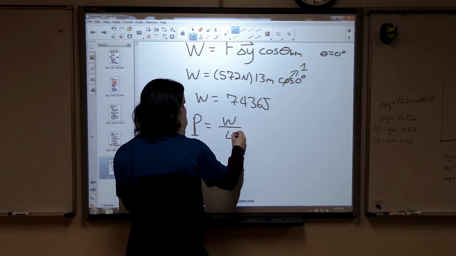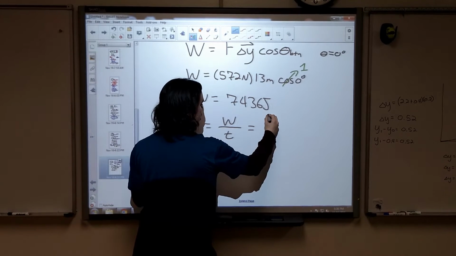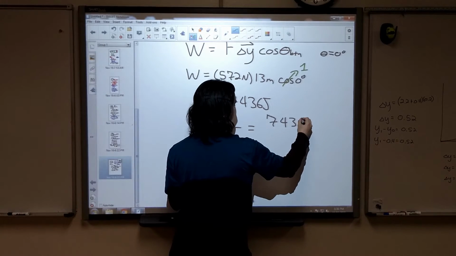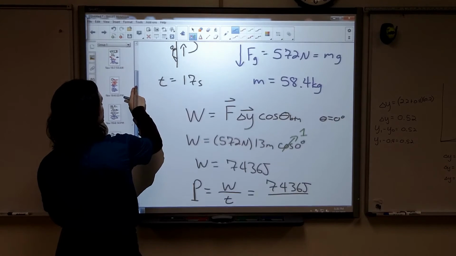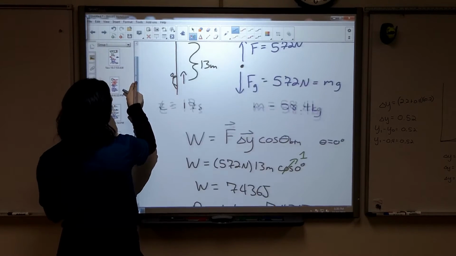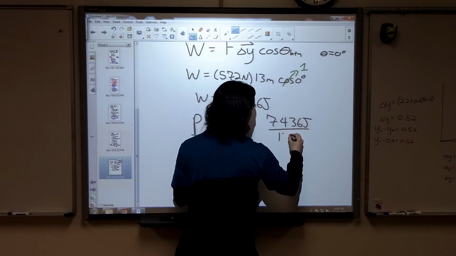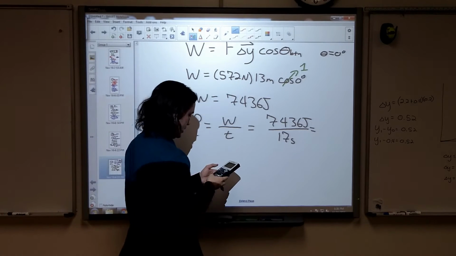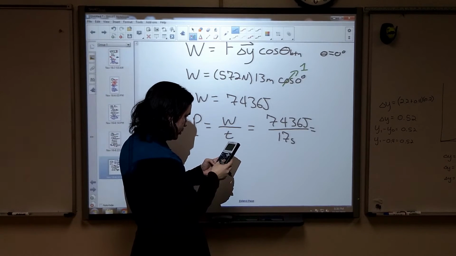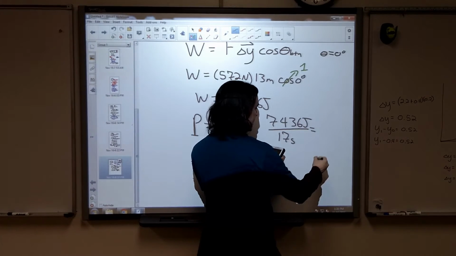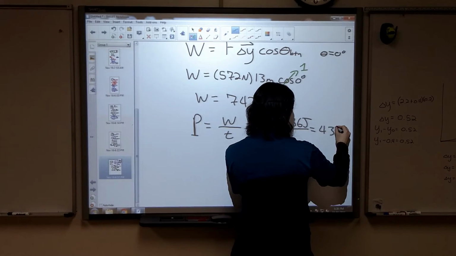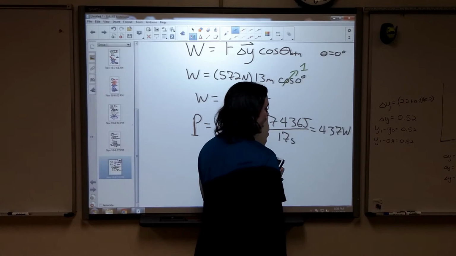The other thing that we've looked at in class, the power is going to be equal to the work divided by the time it took to do that work. So we have 7,436 joules divided by the time, which I believe was 17 seconds. Yep, there it is, 17 seconds. So we got 7,436 divided by 17 seconds. Joule divided by second is, as we talked about in class, a watt.